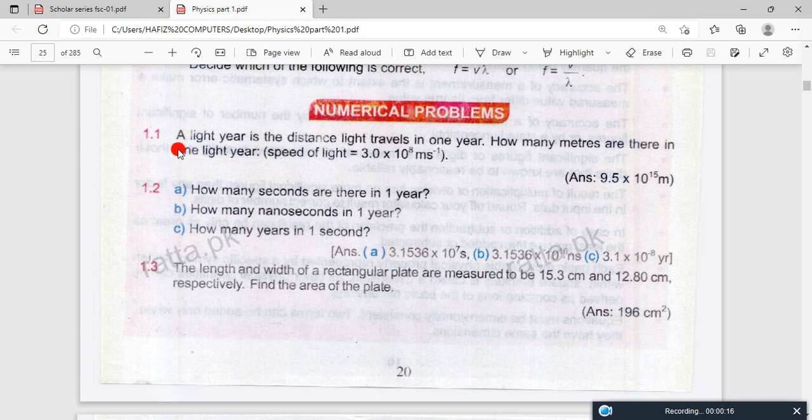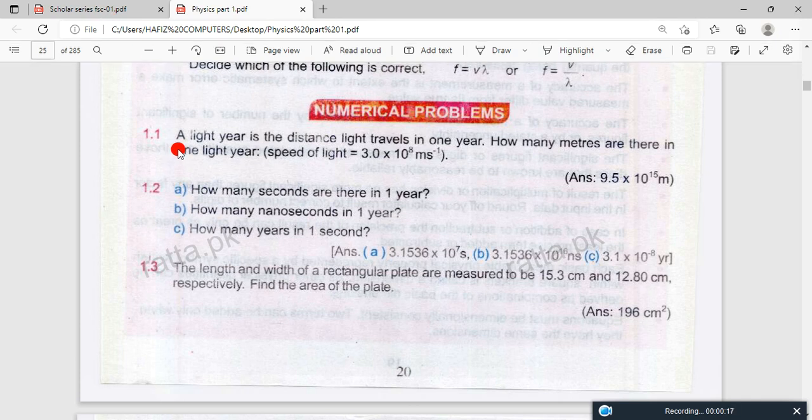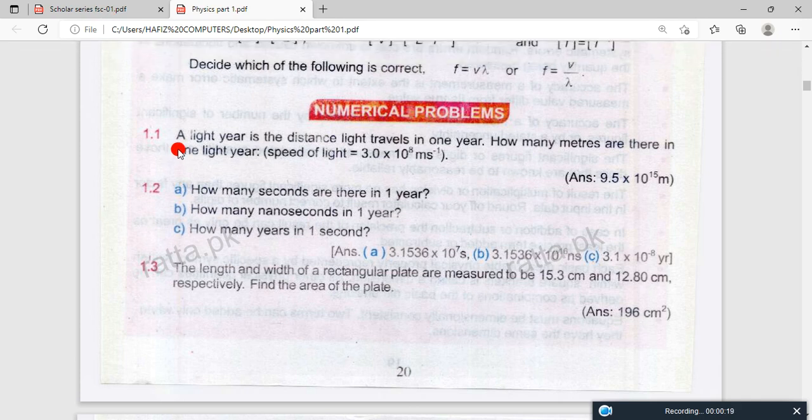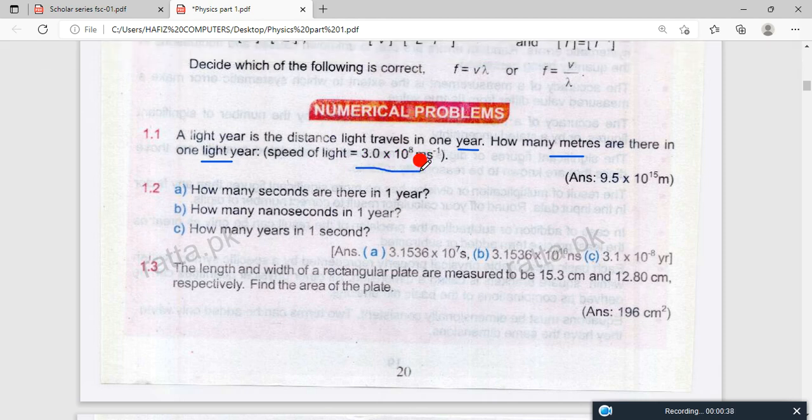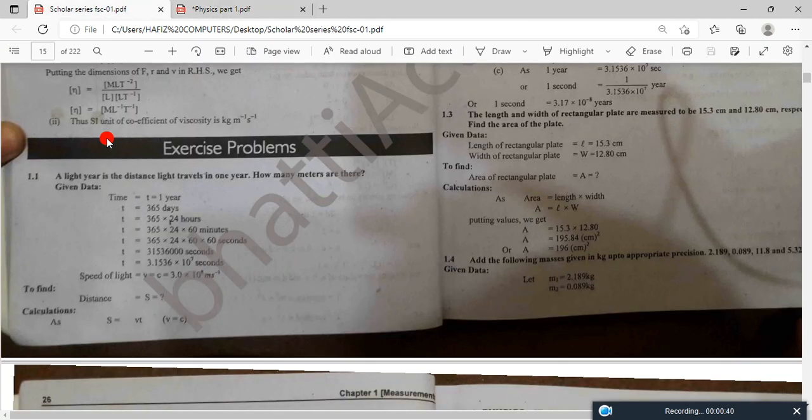So first we start one by one with numerical problem 1.1. A light year is the distance that light travels in 1 year. This is the time t. How many meters are there in 1 light year? The speed of light is given as c = 3 × 10^8 meters per second. I will open the solution.